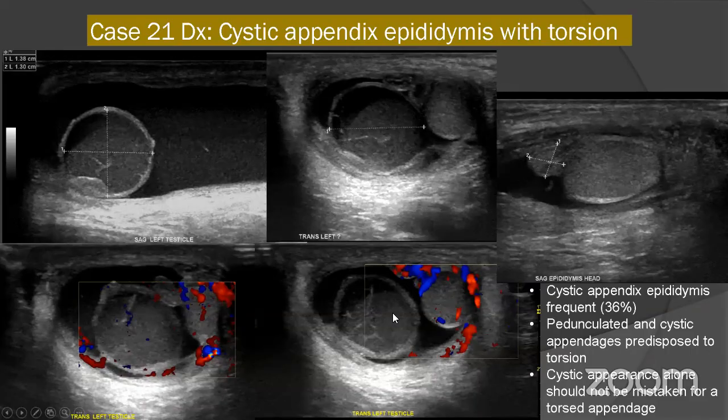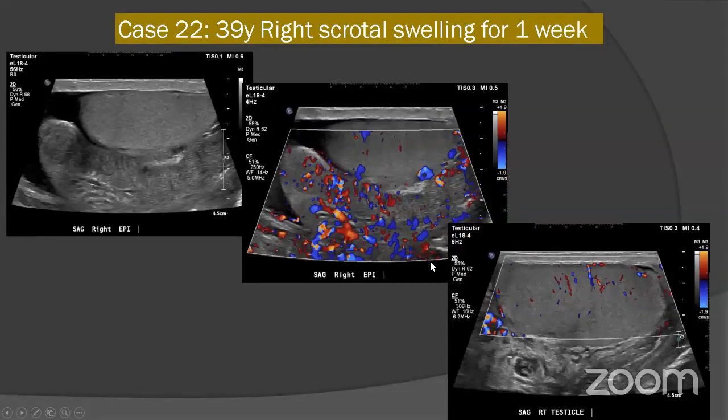And when they're pedunculated and cystic, they're predisposed to undergoing torsion. So if you see a cystic appearance alone, don't mistake that for a torsed appendage. It's only when you see it in combination with the other findings, like hydrocele, surrounding hyperemia, scrotal wall thickening, and pain, you suggest the diagnosis of torsion.